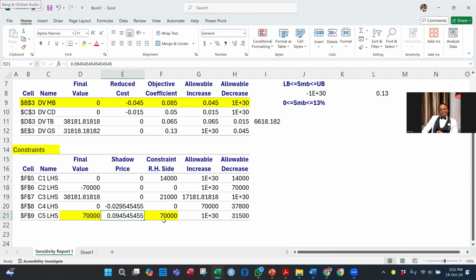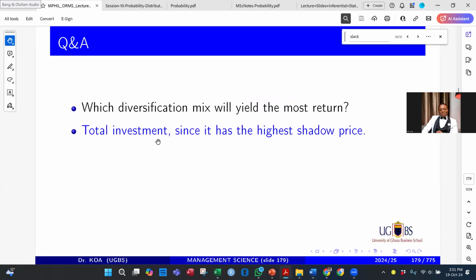If you increase it by $1,000, you multiply $1,000 by this. If you increase it by $1, you multiply the $1 by that. And therefore, it is the only one that will increase the total return. And therefore, it's the one with the greatest diversification. And you can see the answer is here. It has the highest shadow price.